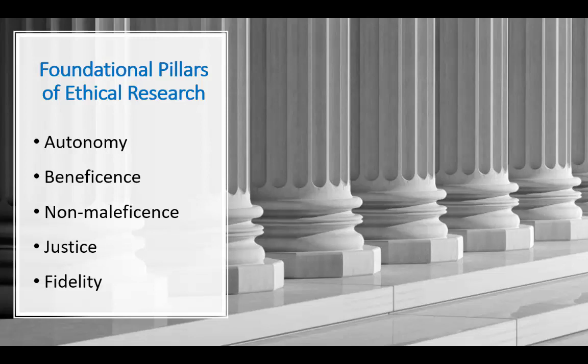Non-maleficence is preventing doing harm by omitting care or treatment to control groups. Justice is the equitable selection of participants and the absence of coercion or forced participation. And fidelity is building trust relationships between the researcher and research participants.